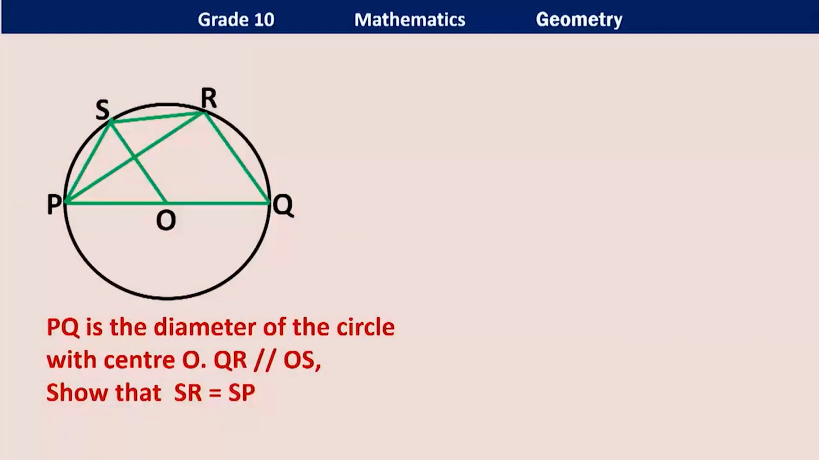Have a look at the figure. PQ is the diameter of the circle with center O. QR is parallel to OS. Show that SR is equal to SP. So, first of all, PQ is said to be the diameter and QR is parallel to OS, and they are asking us to show that SR is equal to SP. Now, we know what they are asking us to show. So, we will move on to the proof.